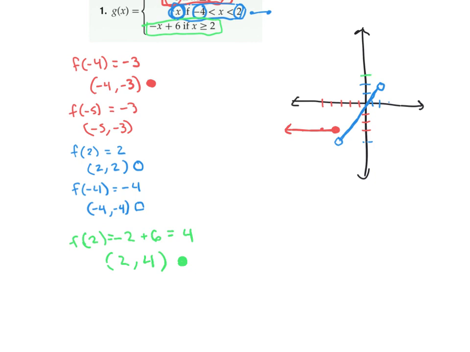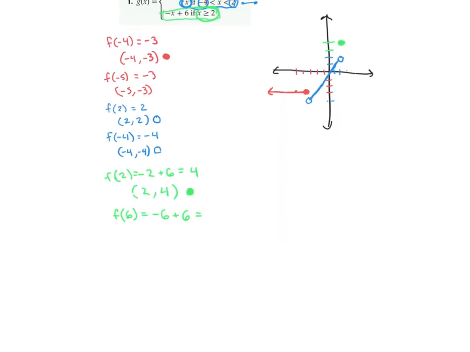Next, what can we plug in? We can plug in any number that is greater than 2. So let's plug in 6. We could plug in 3. Any number greater than 2 would work. But I heard 6 first, so let's plug in 6. So when we plug in 6, we have -6 plus 6. What's -6 plus 6? 0.